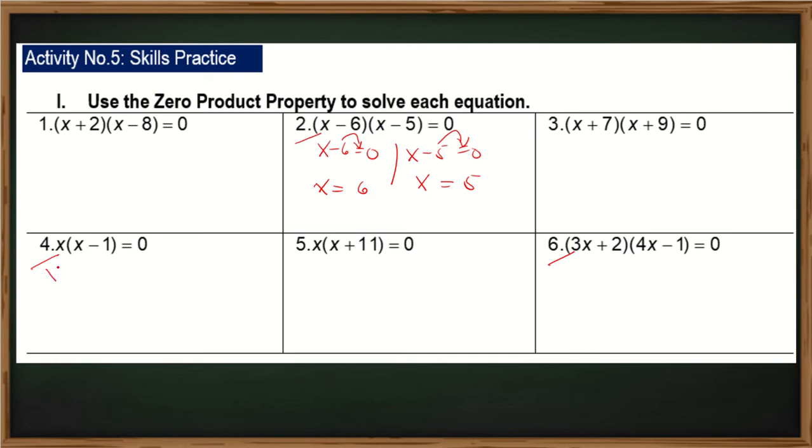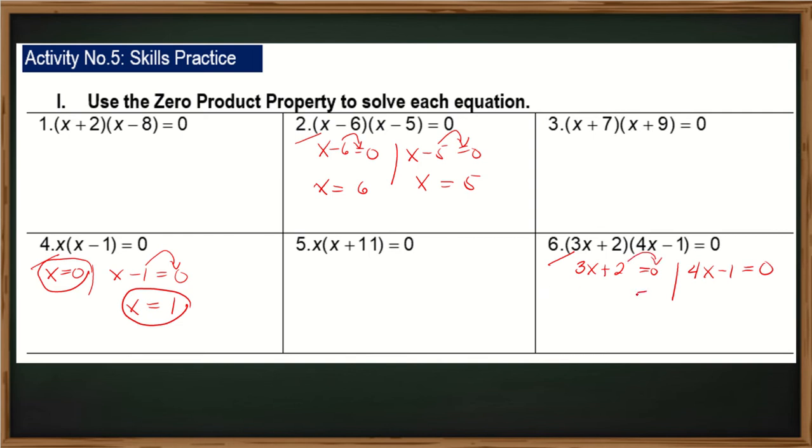How about item number 4? We have x is equal to 0. We have x minus 1 equal to 0. Transpose negative 1 to the right side, it becomes positive 1. So you have x equals 0 and x equals 1 as the solutions. For item number 6, we have 3x plus 2 equals 0, then we have 4x minus 1 equals 0. Transpose positive 2, it becomes negative 2. So what's left on the left side is 3x.